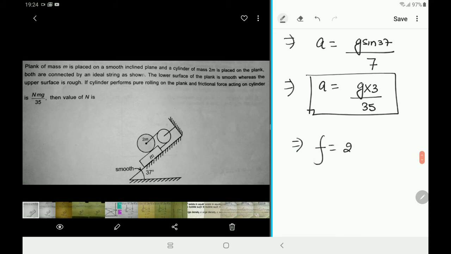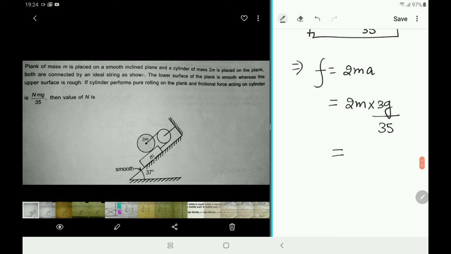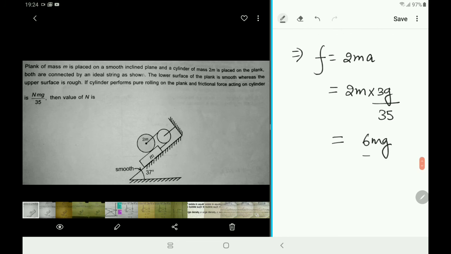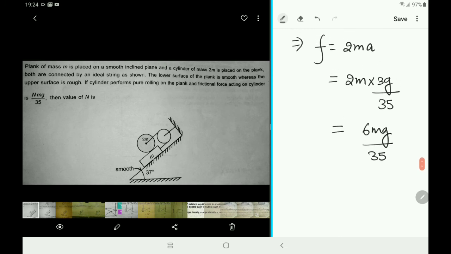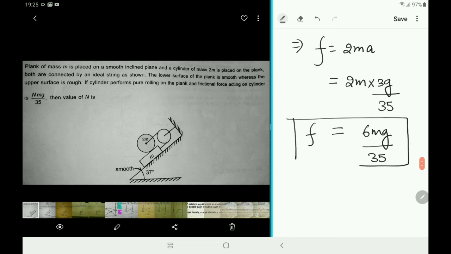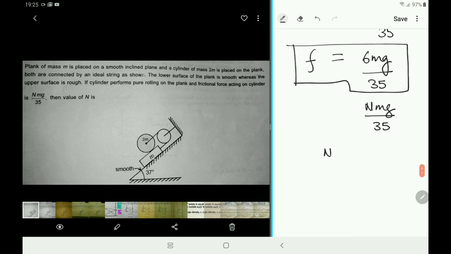Now you already know that f is equal to 2ma. So replace a with 3g by 35. What comes out? 6mg by 35. So the friction force between the cylinder and the block is 6mg by 35, the expression for which has been given in the question as n mg by 35. So compare this final answer with the expression. You will get n is equal to 6. So this is how we solve the problem.